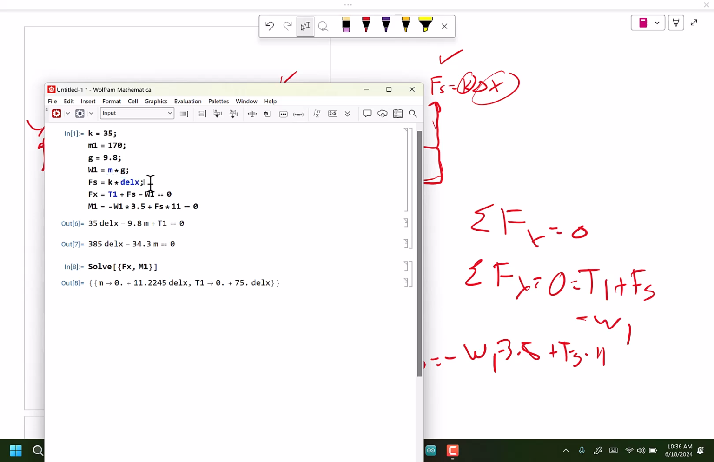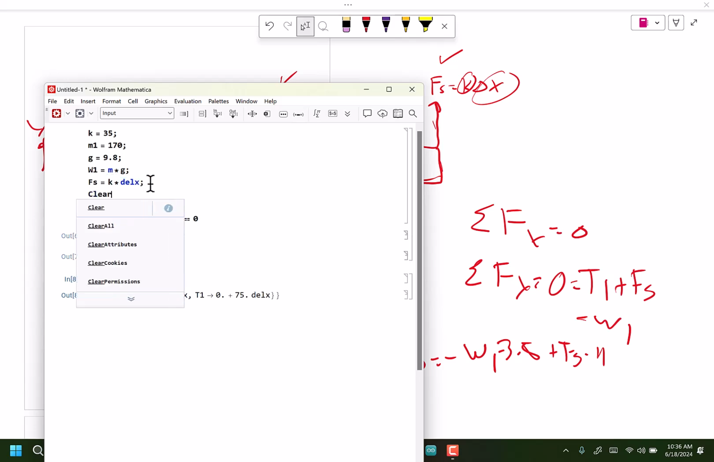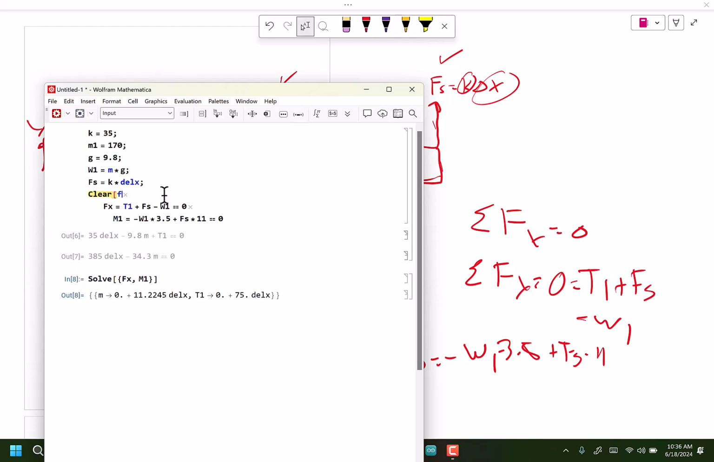So actually, I'm going to go ahead and I'm going to clear Fs, even though it shouldn't matter, actually. Ooh, that's what it is. M1 here. So forget about that.